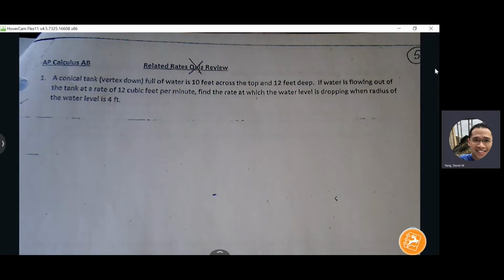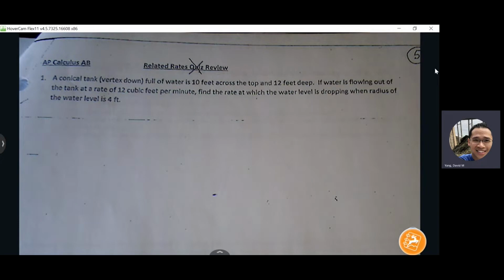Water is flowing out of the tank at a rate of 12 cubic feet per minute. Find the rate at which the water level is dropping. The radius is 4 feet. So we're looking for dh/dt. They're giving us r, and so I think that may kind of confuse us because before we would see consistency, but here I'm asked for dh/dt, but they give me r. So what do I do with my equation? Should I get my equation in terms of h, or should I get my equation in terms of r?